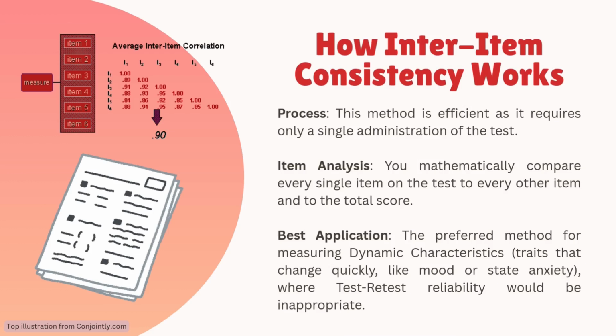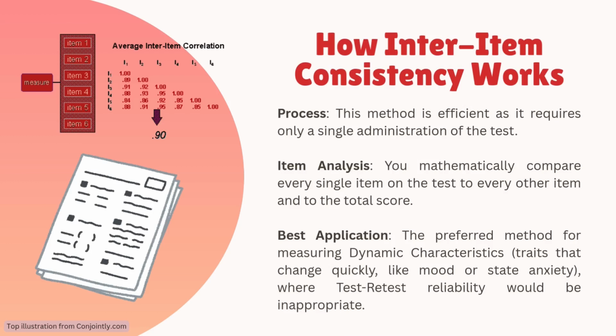You mathematically compare every single item to every other item and to the total score. The resulting reliability coefficient is most commonly calculated using Cronbach's alpha or Kuder-Richardson 20, and these formulas provide the average of all possible split half correlations. So basically the average of the comparison between every single item to every other item and also to the total score. So this is a very comprehensive method, which results in a far more robust estimate of internal consistency.